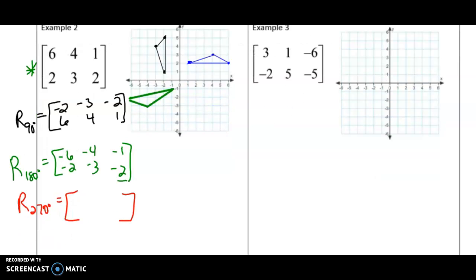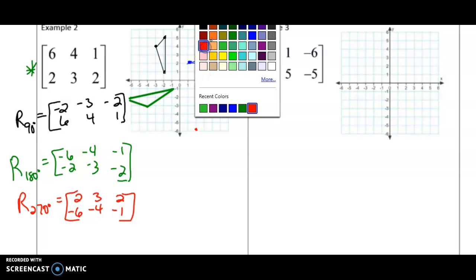So we're going to switch our x and y around, but our original x is going to change to negative. So it's going to be negative 6, 2, or 2, negative 6, 3, negative 4, and 2, negative 1. And then you have your 270 degrees rotation.